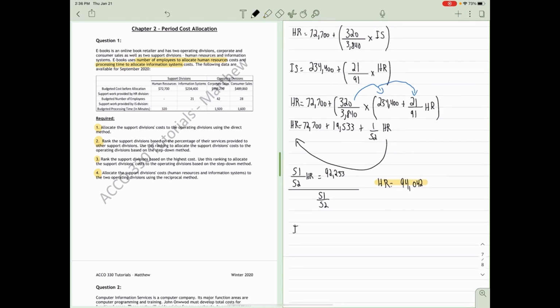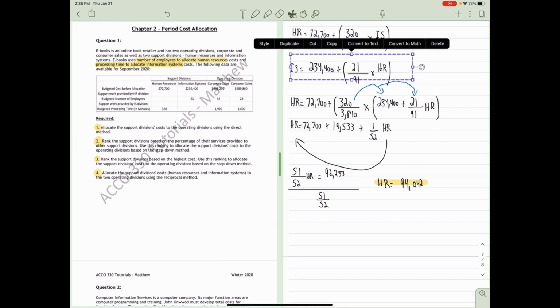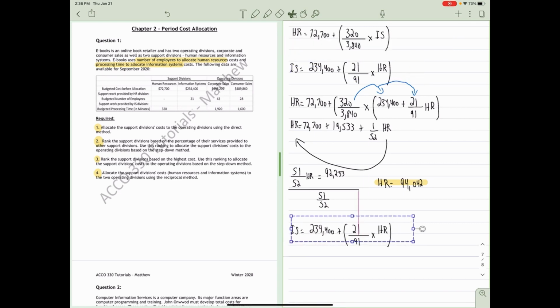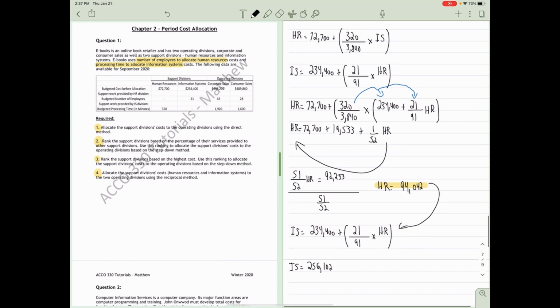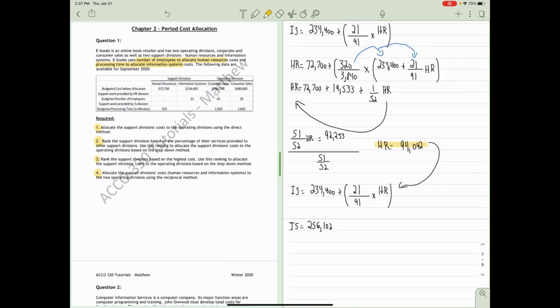If we want to find the cost of IS, let's rewrite the equation here. Actually, I'll just copy paste it, just to save some time. Let's recopy this equation for a second. Copy, paste. So all we have to do now, guys, to solve for IS is plug 94,042 into HR. And guys, I'm just going to read the answer out here to save time. So just plug in 94,042 and do the math on it, and you will get 256,102. So guys, this is the cost that we're going to be putting as a negative in the IS column, because this is what IS is allocating to other support departments.